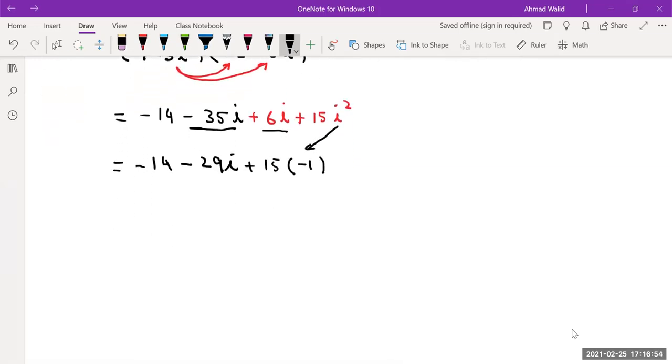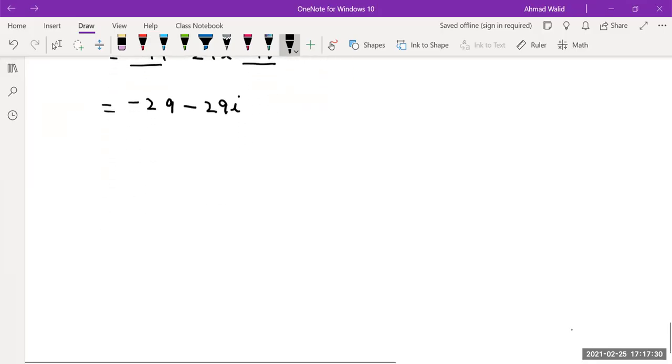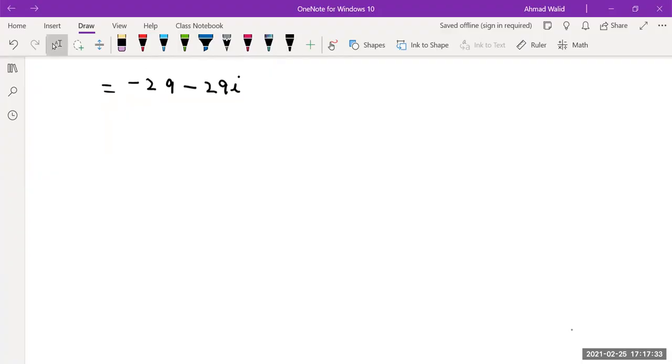Now simplify, which is equal to -14 minus 29i. Positive times negative gives you -15. Now, again, you see you have like terms. Combine them. -14 minus 15 gives you -29, minus 29i. That's the final answer, correct? This is the way that you multiply two complex numbers.